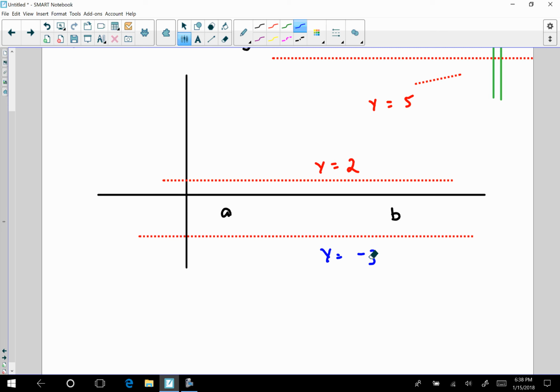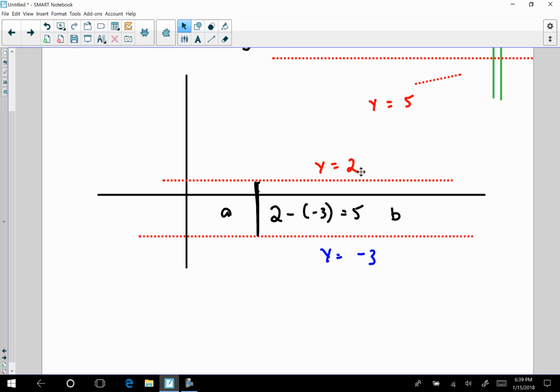And what I want is this distance right here. What is this vertical distance between y equals 2 and y equals negative 3? It's still going to be 2 minus negative 3, which is 5. I think it is, because I have 2 here, I have 3 here. That vertical distance is 5. It's the top minus the bottom. The top graph minus the bottom graph.